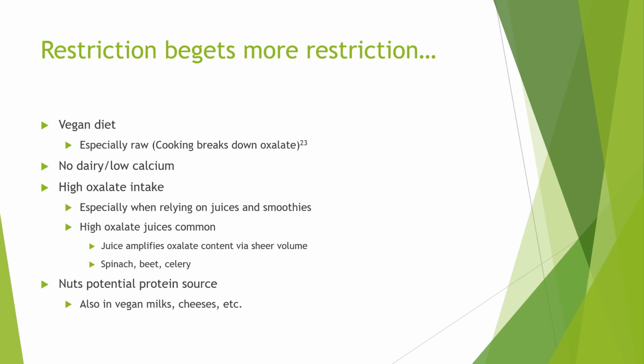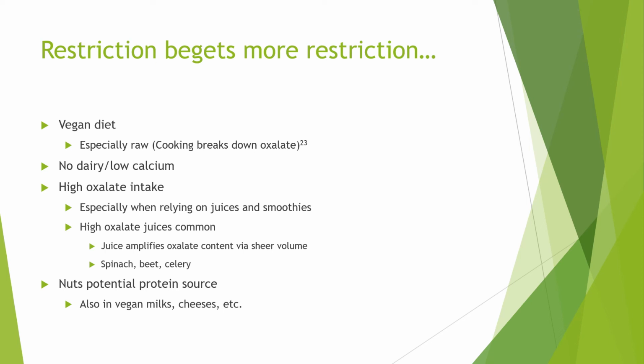They're also going to have a high ascorbic acid intake, especially when relying on juices and smoothies. I know people think juices and smoothies, especially when they're made with mostly vegetables and some fruit, are super healthy, but they can be an oxalate bomb, way more than you would be exposed to if you're eating whole unprocessed foods. And the other problem is a lot of the common juices that vegans like to consume are very high in oxalate. Juice amplifies the oxalate content because you're usually taking a lot of something, and when you juice it, you toss all this material, but the juice concentrates the oxalate. And when we look at what people are consuming in these juices, spinach, beets, and celery are all very common, and they're all high oxalate.